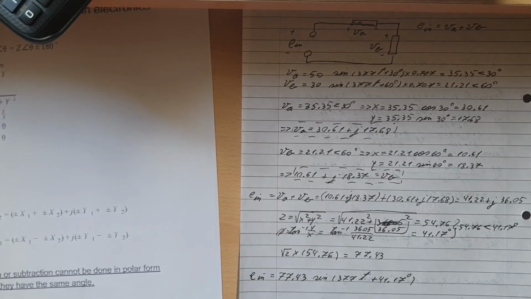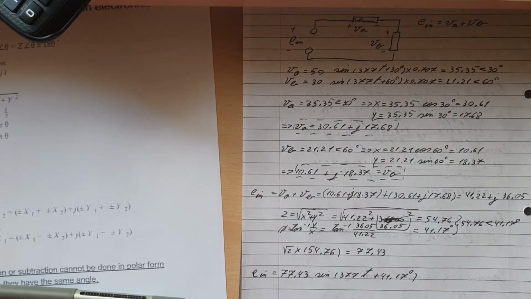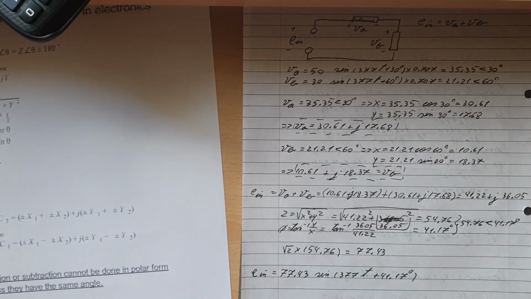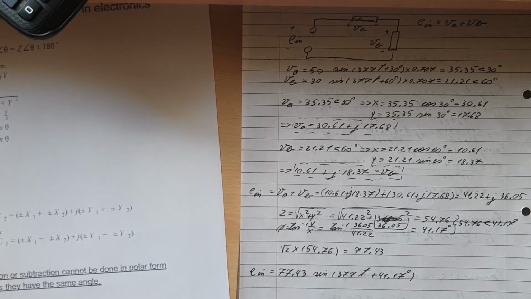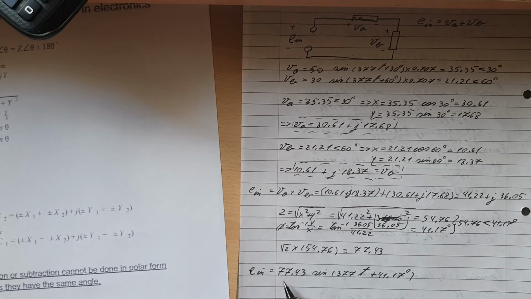And again, it's very simple because, sorry about that, my sister walked in the room. But anyway, so yeah, okay, so that's the answer. It will be 41.17 out of phase, and the peak voltage will be 77.43.